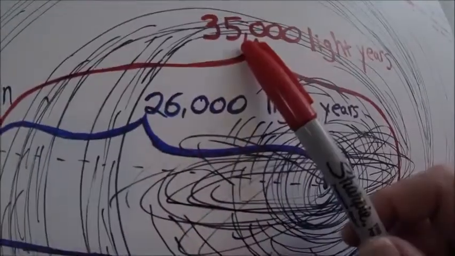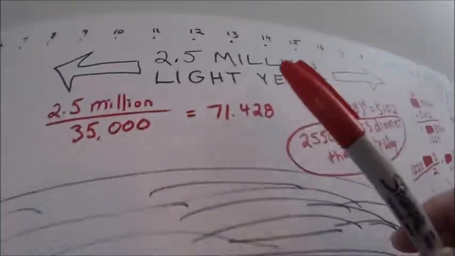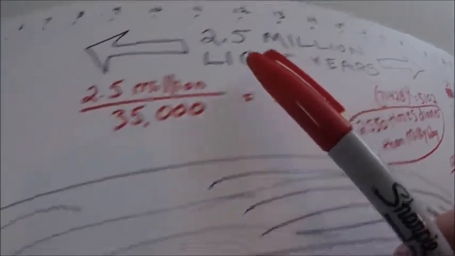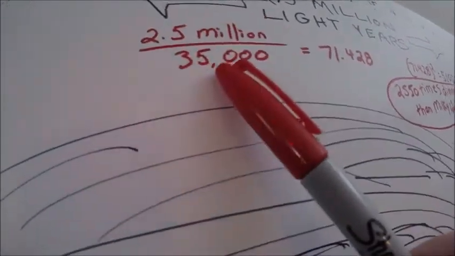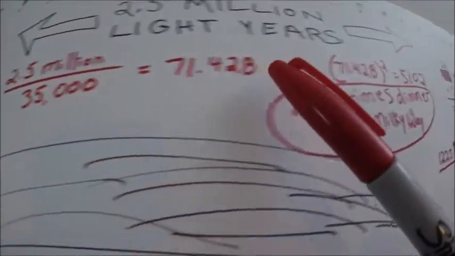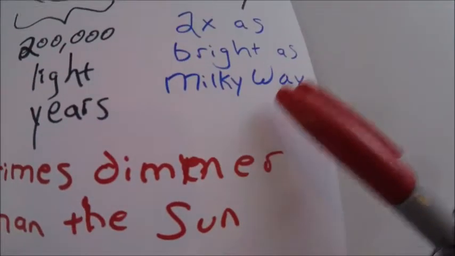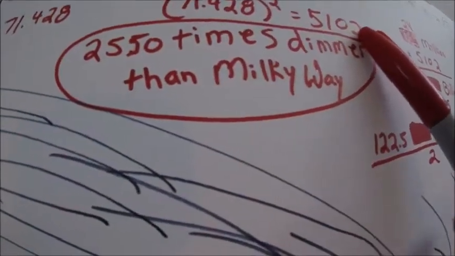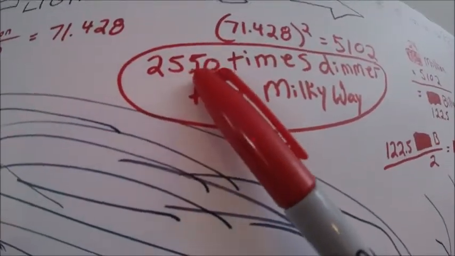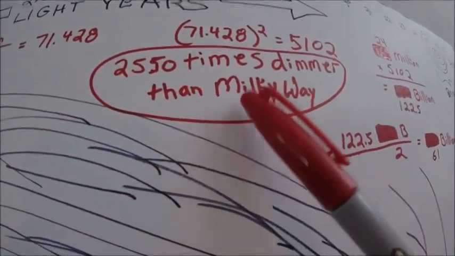So if the average star in our galaxy is 35,000 light years away, and the average star in Andromeda is 2.5 million light years away, you have to divide 2.5 million by 35,000, and you get 71. And then you square that. 5,102. And then since Andromeda is 2 times as bright as the Milky Way, has twice as many stars, you take this 5,102, divide it in half, you get 2,550. So the Andromeda Galaxy is 2,500 times dimmer than the Milky Way.